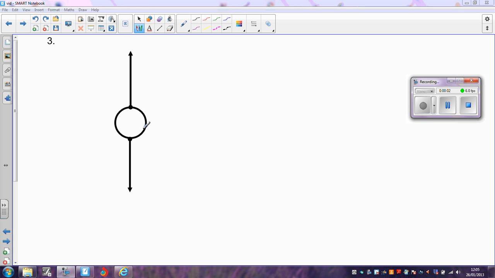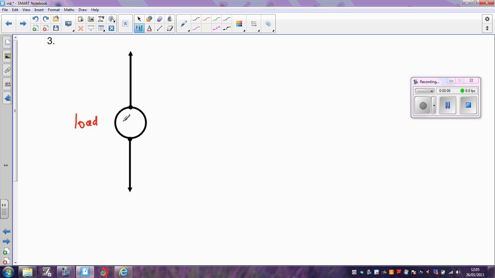Okay, in question 3 we have a load, so this is our load, and we don't know the mass of the load. So let's assume that the mass of the load is m kilograms, which means its weight is just mg. And we're told that as the load moves downwards at a constant speed of 2 meters per second, well, if it's going at constant speed, it means that the acceleration is 0.